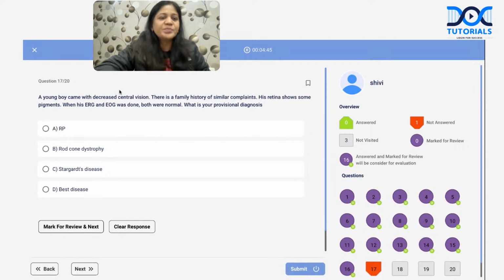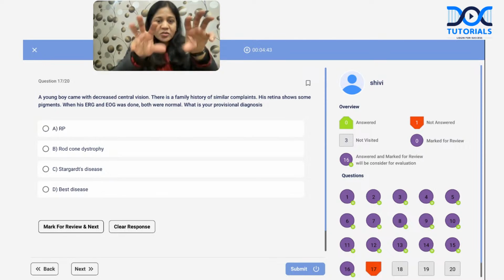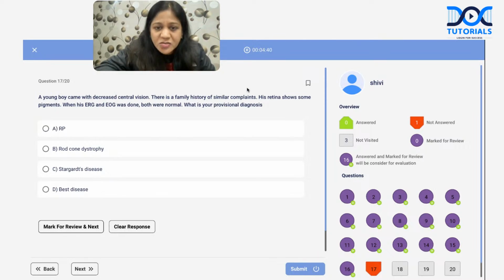So this is easy. A young boy came with decreased central vision. There's a family history also. Retina has some pigments. His ERG and EOG are normal. Oh God, what is this now? Central vision is lost, so I'm not considering retinitis pigmentosa, because central vision is lost. Probably they would have given peripheral and night vision problems, right? And ERG would not be normal in RP. Rod cone dystrophy, definitely ERG and EOG will be abnormal.